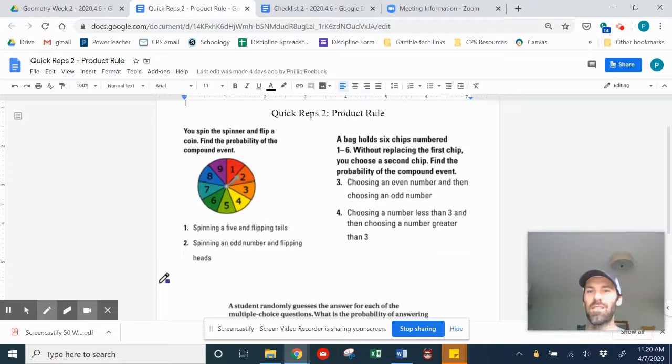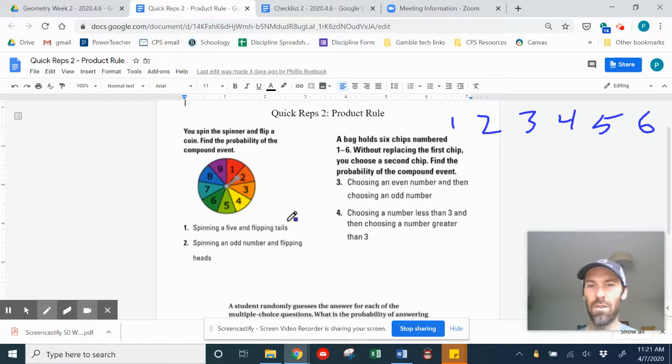A bag holds 6 chips numbered 1 through 6, and we are going to not replace the first chip, and then we're going to choose a second chip. This is a little bit trickier, and I find that for me, I might actually want to write out the different chips. So we have chips numbered 1 through 6: 1, 2, 3, 4, 5, 6. We're not going to replace the first chip. So what's the probability of choosing an even number first and then choosing an odd number?